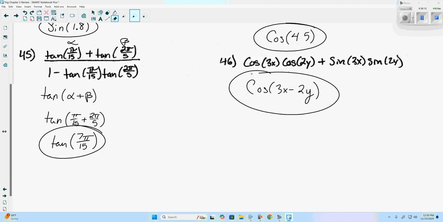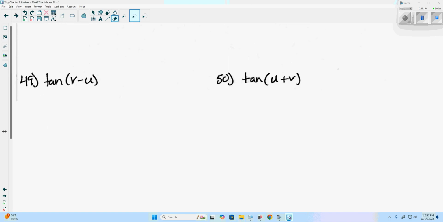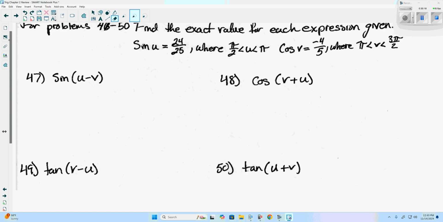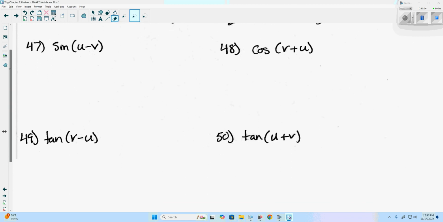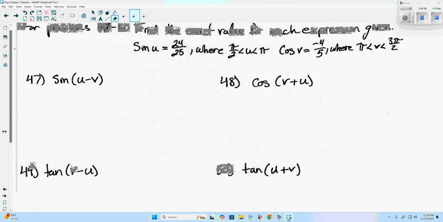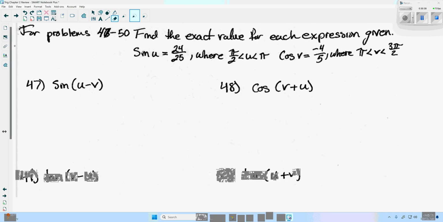Does that make sense? I have a feeling about the next ones, because there might be some that go the opposite way. We're given one and want to expand, but most of those we can plug in because it's wanting the value. So find the exact value for each expression. Now the nice thing with these four here is we have a single setup that we're going to be using.